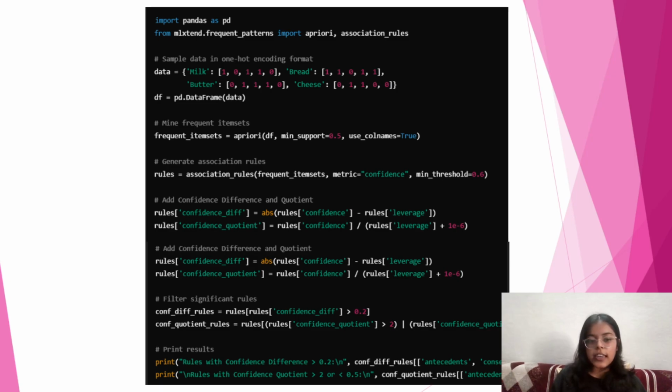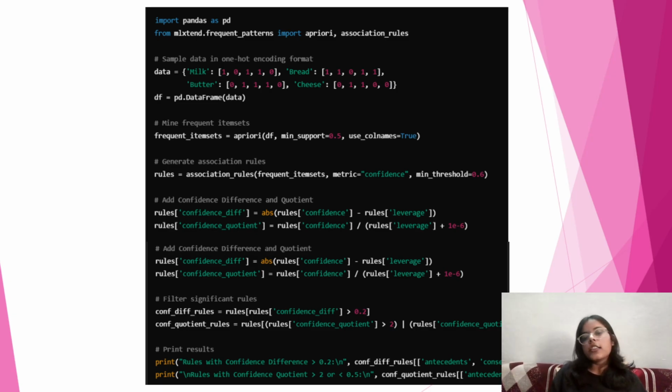Now for the third technique, apply the confidence quotient criteria. The quotient criteria measures the ratio of a rule's confidence to its reverse. A value much greater than 1 means the rule A implies B is much stronger than B implies A. We filter rules where this quotient is greater than 2 or less than 5. Now, at last, print the result or the criteria that gives us insight.